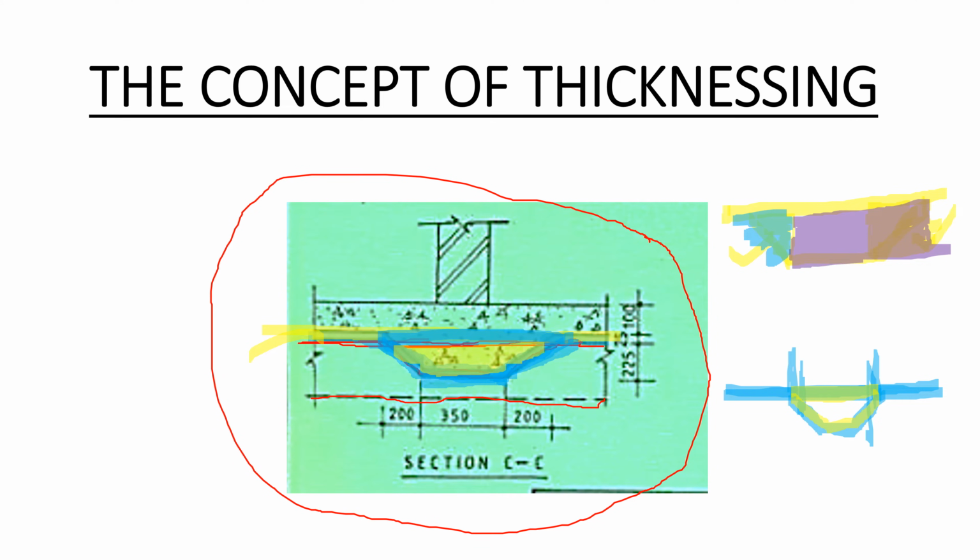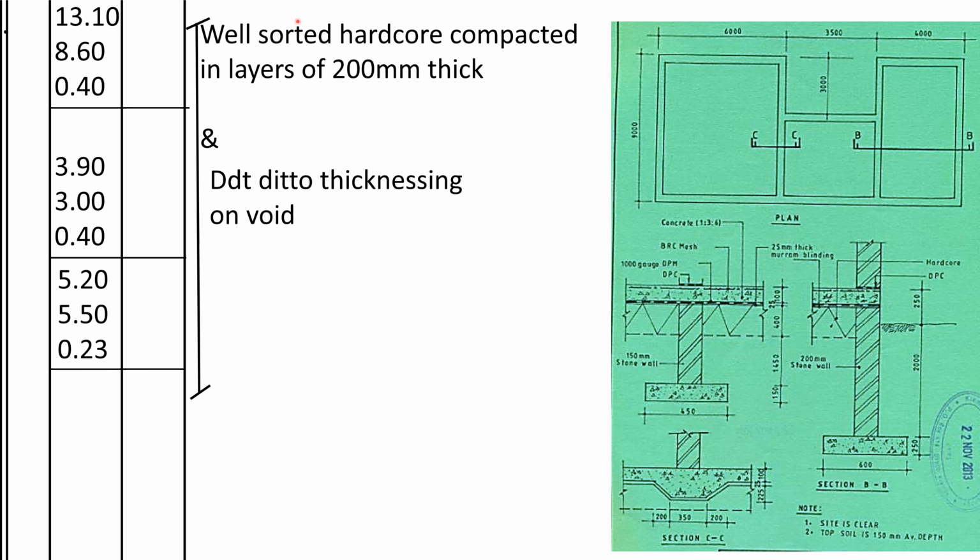So the dimensions that you'll measure, you'll take this dimension from here up to here, then the dimension from here up to here. You'll calculate it as a rectangle. Kindly check out these examples, and you will understand what I really mean. So now we shall take off the hardcore.